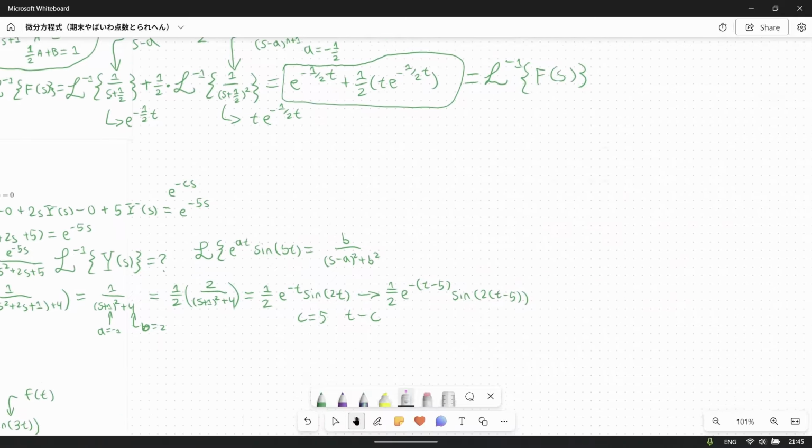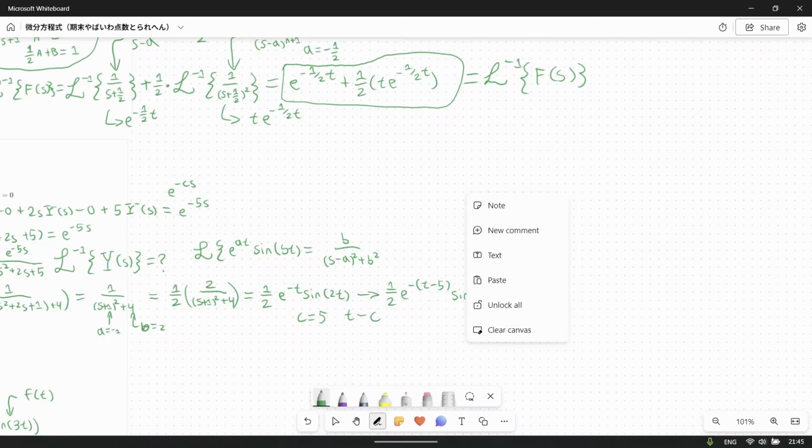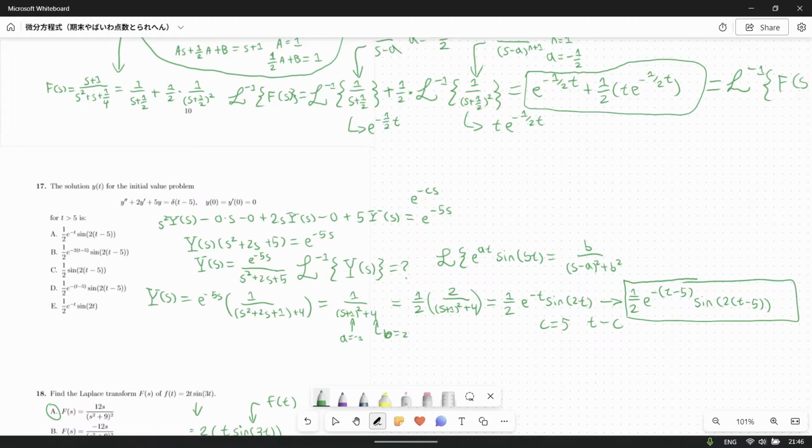And so now we have this, and after we've done this inverse, we have effectively solved the initial value problem. And this should be our answer. So now we can compare this with something in our answer choices. And that matches up closely with answer choice D, I believe. Okay, yeah, cool. So the answer to this question is going to be D.